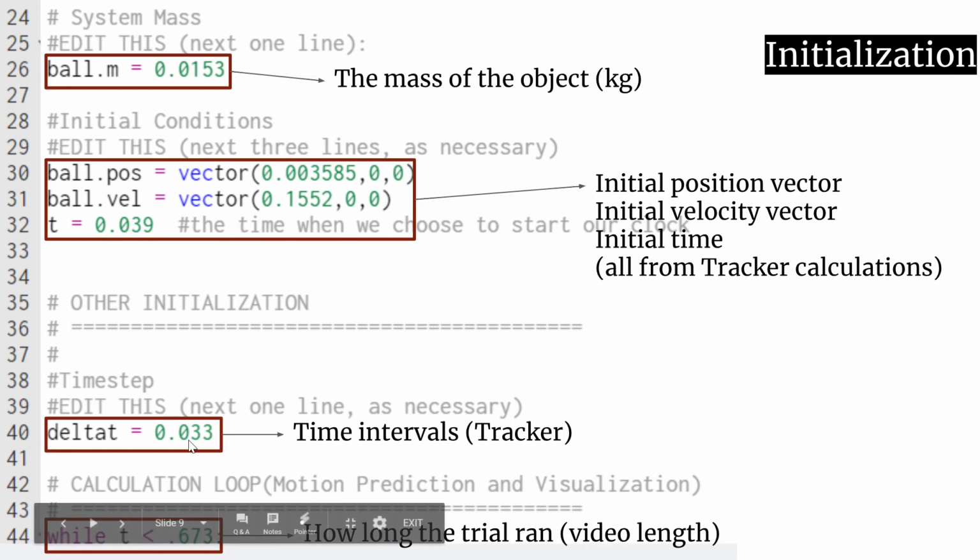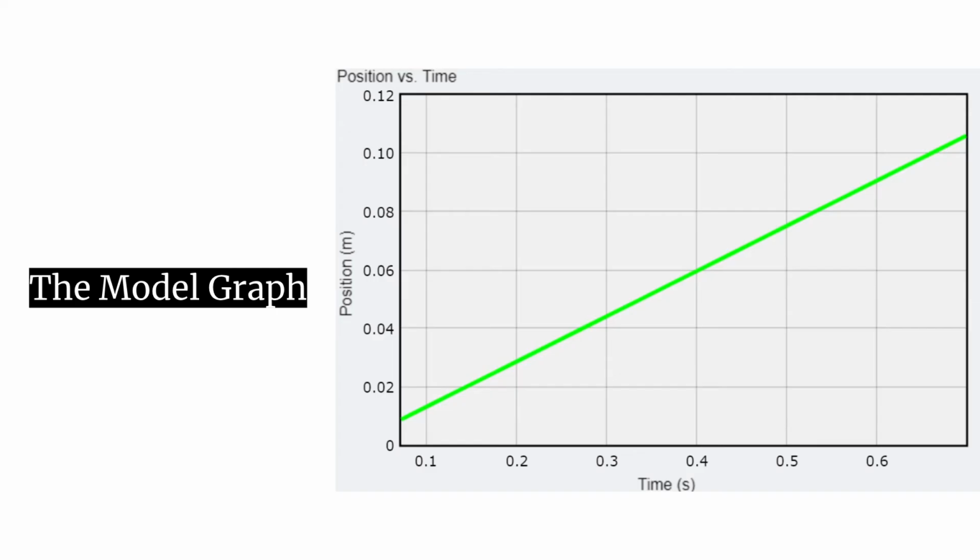Delta t is changed to 0.033, which just represents the interval of time. And the video was only collected for 0.673 seconds, thus t is less than that time. This is the graph that is the model of the observational data and how the observational data should look if the velocity was actually constant throughout the entire experiment.